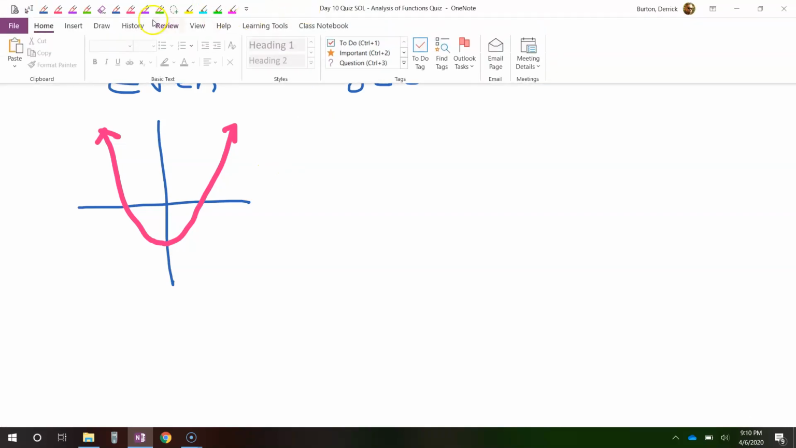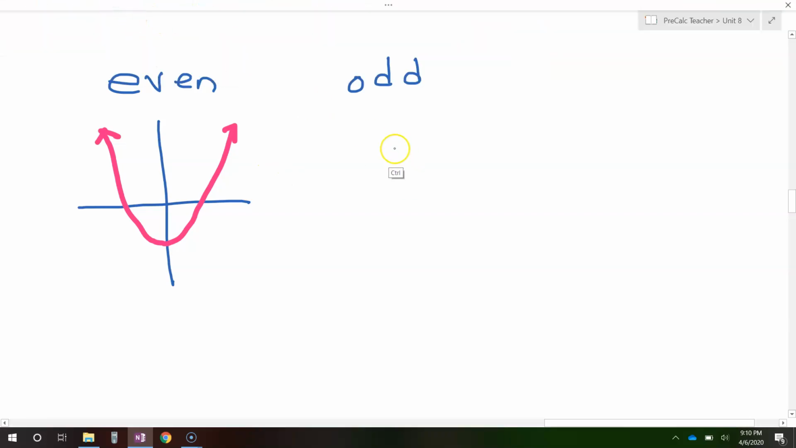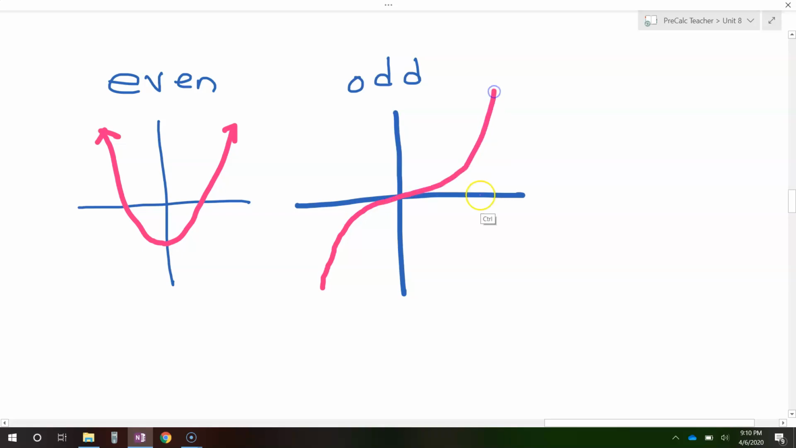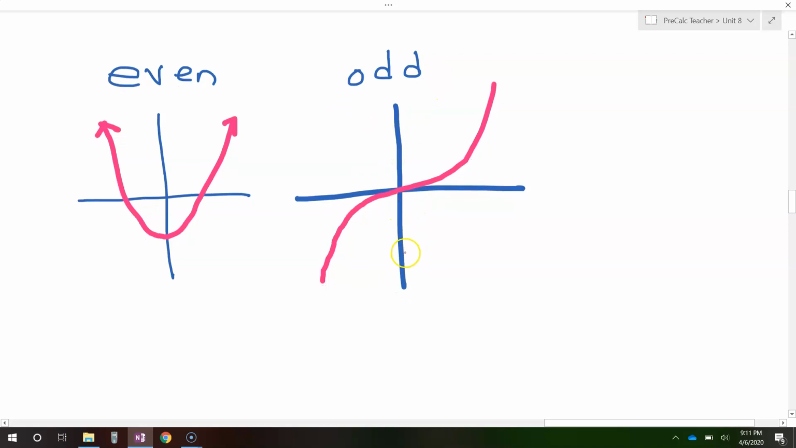Odd symmetry is rotational symmetry. If I had a graph that would look the same if I turned it upside down around the origin, that would be odd symmetry. A classic example of odd symmetry is what we get when we have a cubic function like this. If I turned it all the way around, upside down, it would still look the same. So that's what odd symmetry is.